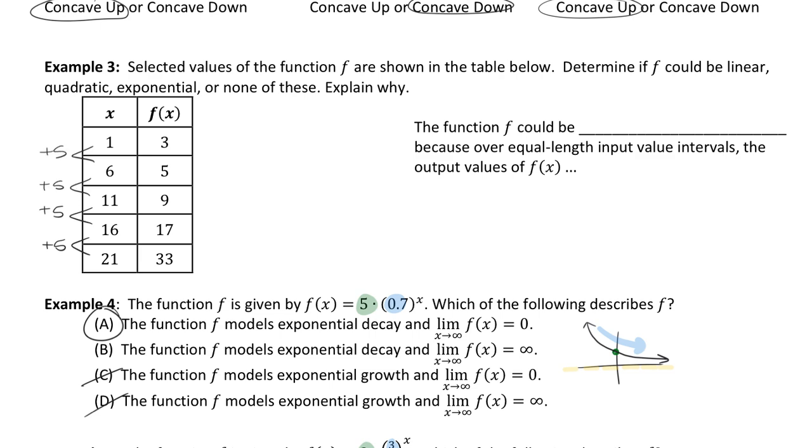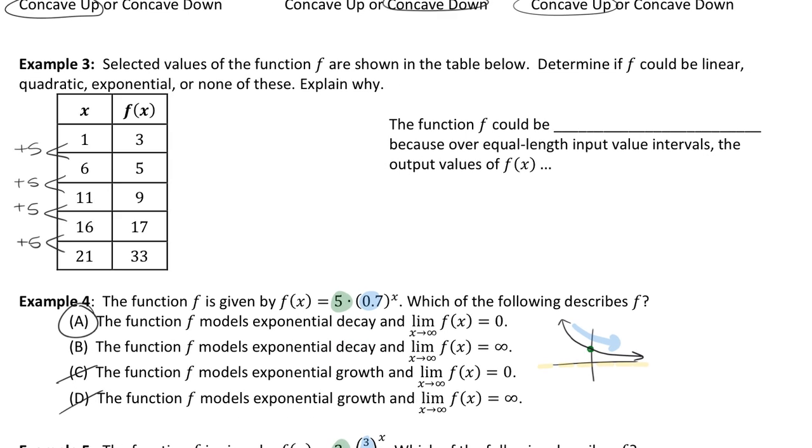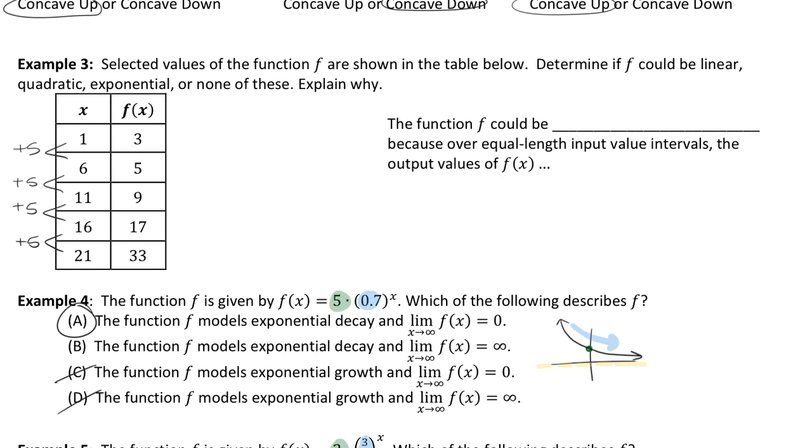And I didn't leave a space for us to put the plus 5, so remember you're always wanting to give me all of the details, so you're going to sneak a plus 5 right there. That's how the equal length input value intervals are changing.